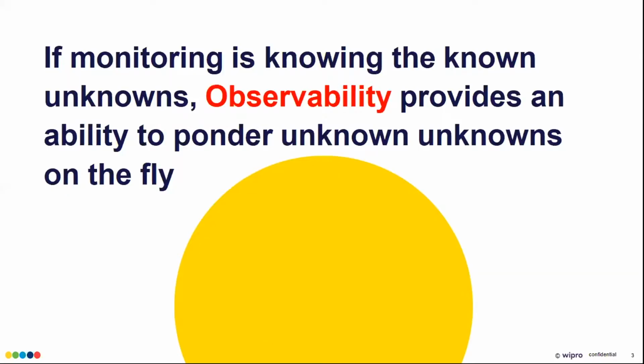So going on, when I first heard about observability: if monitoring is knowing the known unknowns, observability provides an ability to ponder the unknown unknowns, that too on the fly. This is the definition which was very intriguing when I started looking at this. Knowing the known unknowns is the normal monitoring of any system, but observability goes beyond that. So what is that? We will learn as we go through this session.